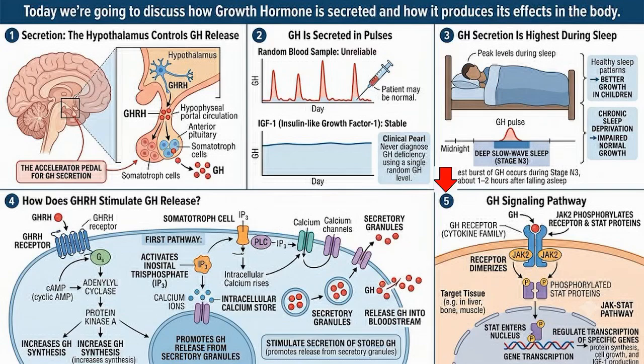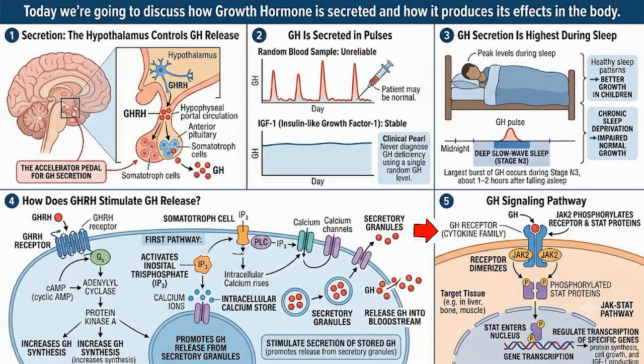How growth hormone acts on target cells. Once growth hormone has entered the circulation, it travels to its target tissues, such as the liver, muscles, bones, and adipose tissue. When GH reaches one of these target cells, it binds to a specific growth hormone receptor on the cell surface. Unlike insulin receptors, the GH receptor does not possess intrinsic tyrosine kinase activity. Instead, it belongs to the cytokine receptor family.